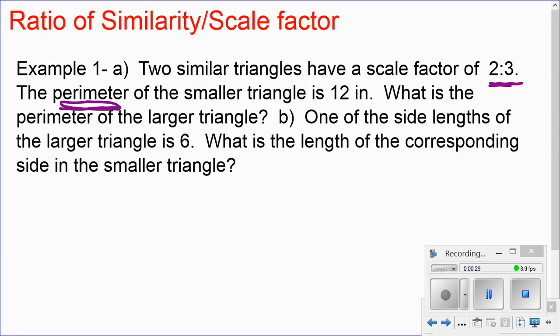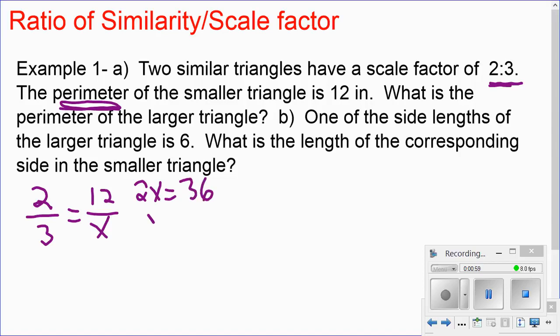case. So what I'm going to do is set up a proportion: 2/3 is equal to, and I'm going to put the perimeter of the small triangle on the top in the numerator because that's where the smaller number is, and I'm going to put x, which is representing the perimeter of the larger triangle, in the denominator. So cross multiplying, 2x equals 12 times 3, which is 36. Dividing both sides by 2, I'm getting x is equal to 18. So the perimeter of the larger triangle is 18 inches.